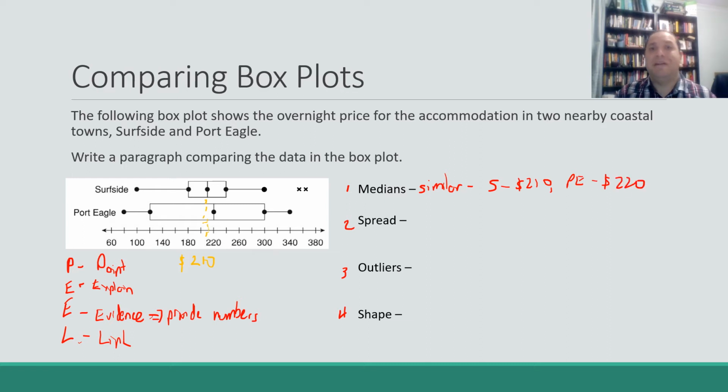Now let's consider the spread. The spread is where we're going to find a lot of difference here. So let's talk about the interquartile ranges. For Surfside, the 3rd quartile is about 240. The 1st quartile is 180. So $240 a night minus $180 a night is $60 per night difference. For Port Eagle, we're going between 300 and 120.